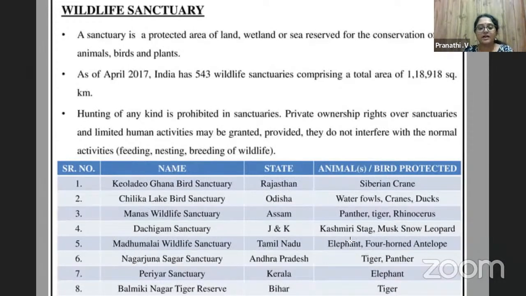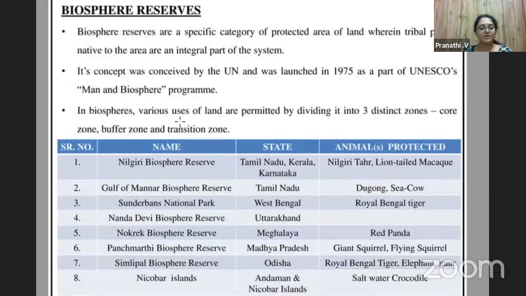Then you have the Mudumalai, which is there for the elephants and the four-horned antelope. Nagarjun Sagar for tigers and panthers. Periyar for the elephants. There is an elephant orphanage also in Periyar Wildlife Sanctuary, in fact. And then you have the Valmiki Nagar tiger reserves. Then you have different kinds of biosphere reserves also. For all that, your textbook has given very detailed information regarding the year the sanctuary was established, and at the same time the name, the state, and the area. So you can just have a look at it.